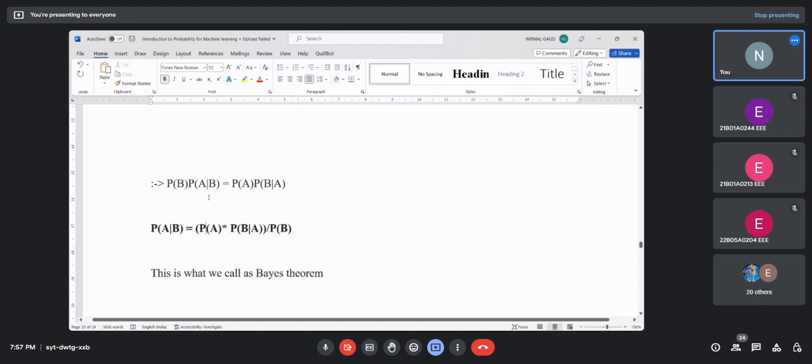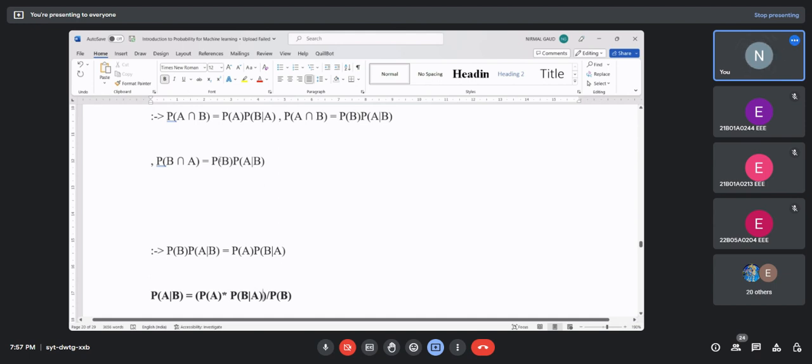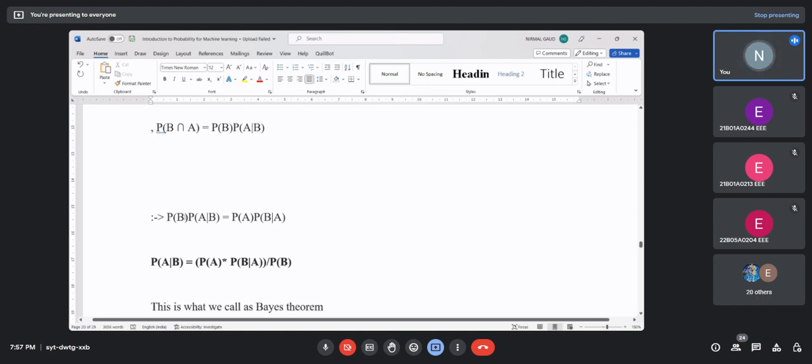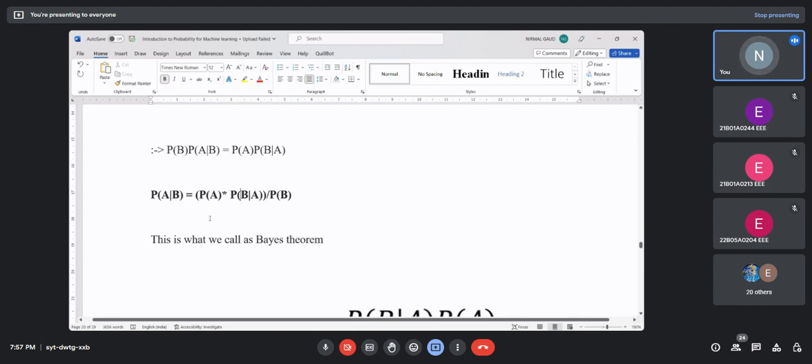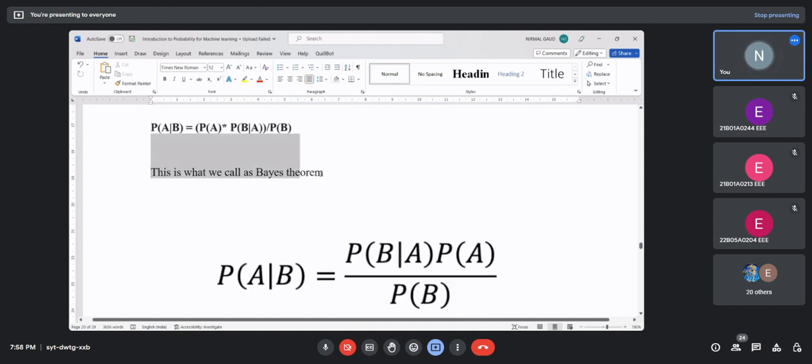Now it shows that both are the same, so I can equate them: P(B) P(A|B) and P(A) P(B|A). I equated them, and I brought P(B) down here. So P(A|B) is equal to P(A) into P(B|A) upon P(B). This is called the Bayes theorem.